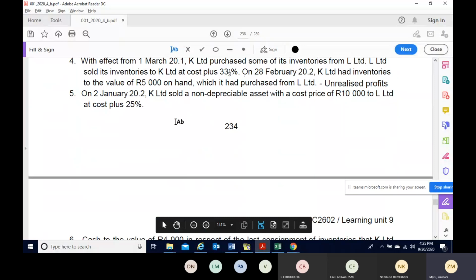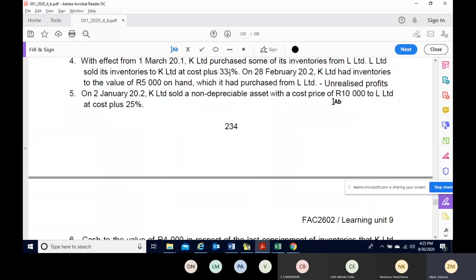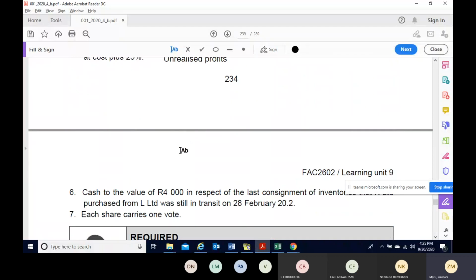On 2 January 20.2, KLTD sold a non-depreciable asset with a cost price of 10,000 to LLTD at cost plus 25%. We must take out unrealized profits, so there are unrealized profits that we need to calculate.